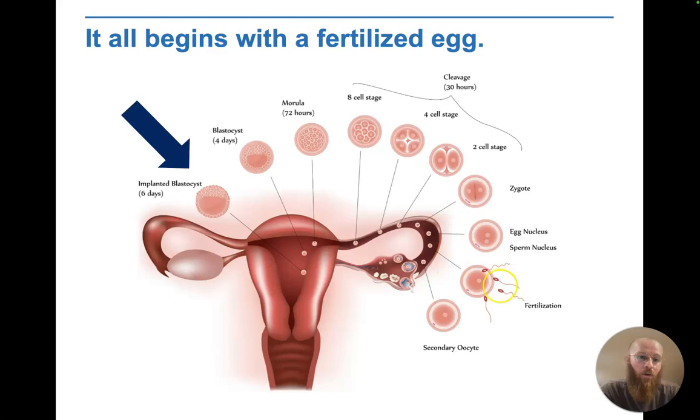That egg is then going to travel through the fallopian tube towards the uterus. And as it's doing so, what you can see in this diagram is that from the point of a fertilized egg, that zygote, we're already going to start seeing that one cell becomes two, two becomes four, four becomes eight.